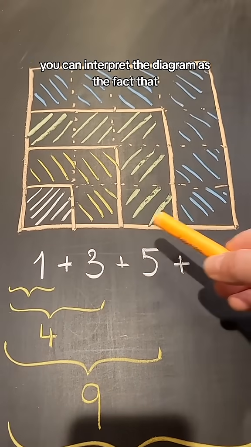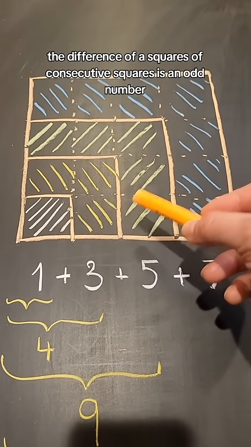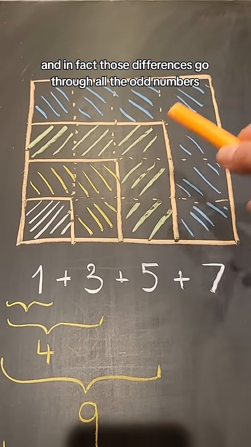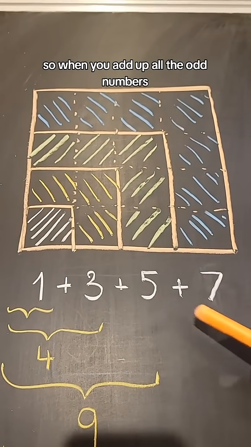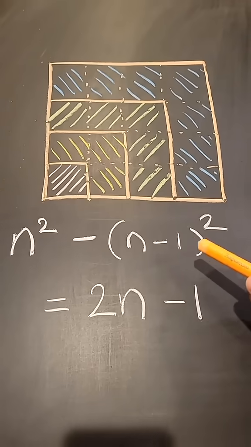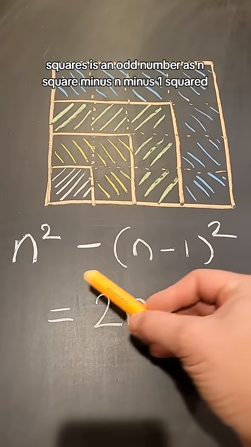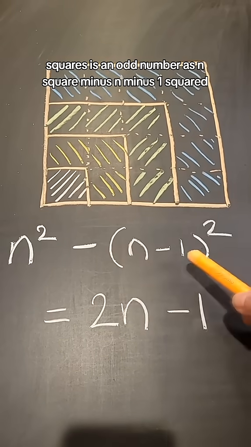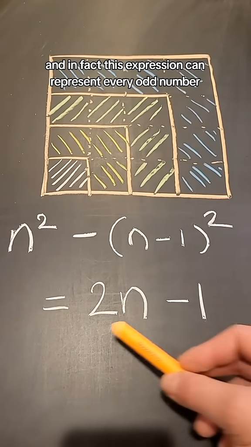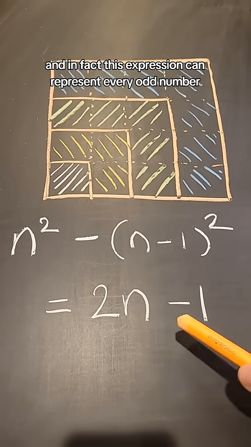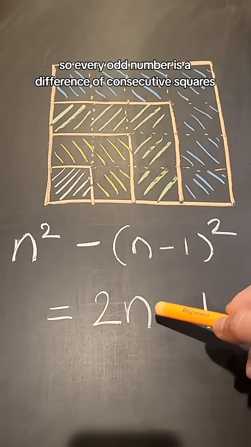Alternatively, you can interpret this diagram as the fact that the difference of consecutive squares is an odd number. And in fact, those differences go through all the odd numbers. So when you add up all the odd numbers, you get a square. Algebraically, you could express the fact that the difference of consecutive squares is an odd number as n squared minus (n minus 1) squared. That's 2n minus 1, which is an odd number. And in fact, this expression can represent every odd number. So every odd number is a difference of consecutive squares.